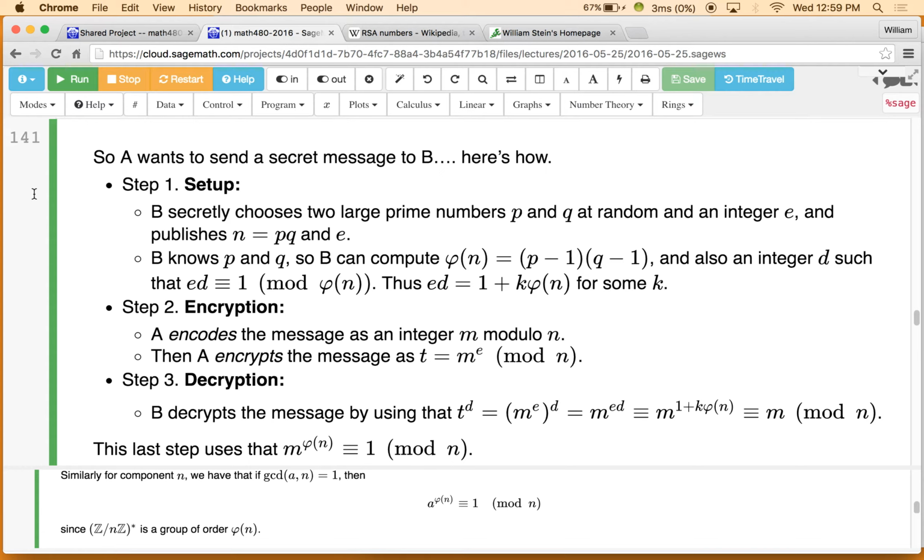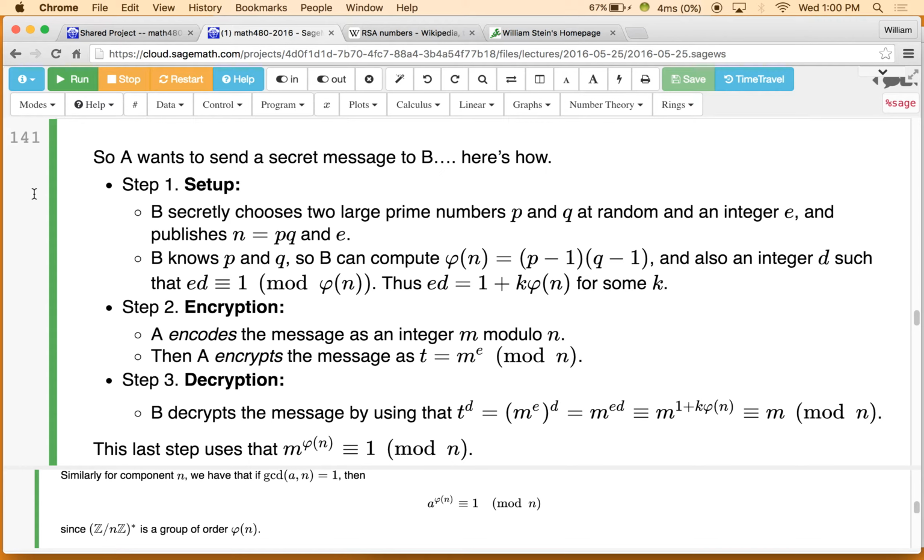Okay, but so if you secretly choose two large numbers, p and q, at random, and an integer e, and you publish on your website n, which is the product of p and q, and e. So you don't publish p and q, you just publish n. And on my website, that big file I showed you, it contains, encoded in some way, a number n.